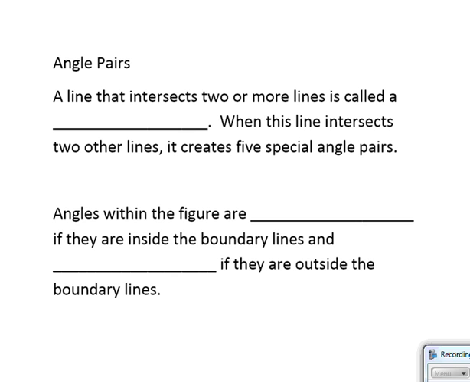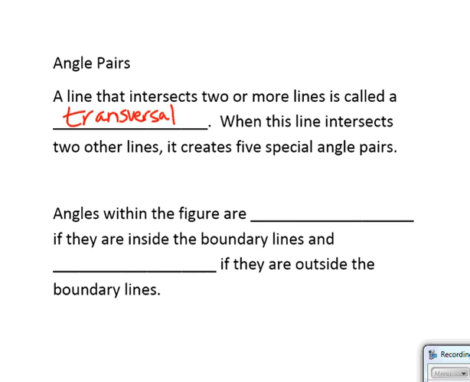A lot of what we do in geometry is not simply looking at one figure, but it's the relationship between them. So let's talk about lines in this respect. A line that intersects two or more lines is called a transversal. When this line intersects two other lines, it creates five special angle pairs. We're going to study these angle pairs in depth.